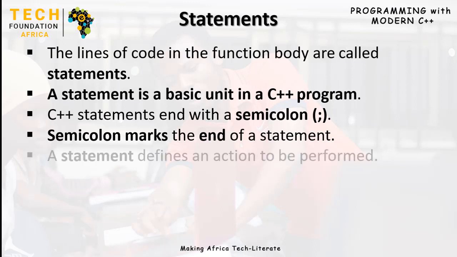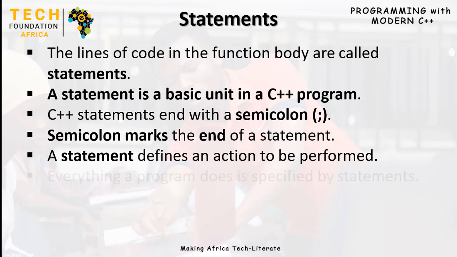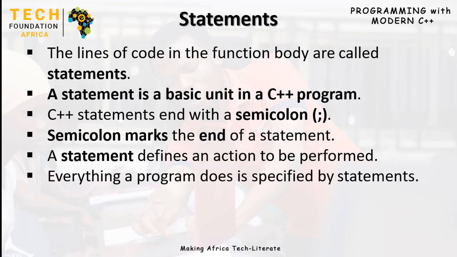Okay, the end of the line doesn't matter in here. Now, what a statement does is that it defines the action, such as the computation that we want to perform. Is that okay? And everything a program does is usually specified in its statements. Generally, statements are executed in sequence, okay, from one line to the next, to the next, until there is a statement that causes that sequence to be altered.